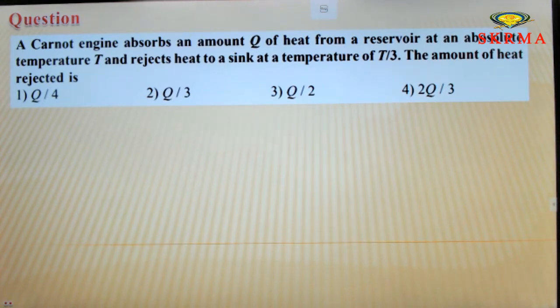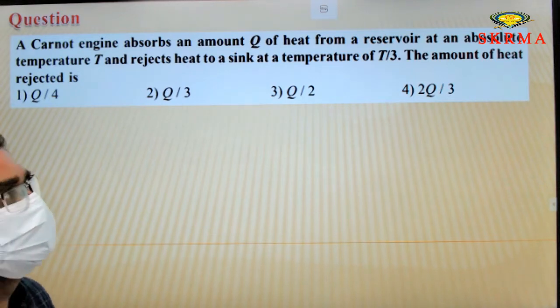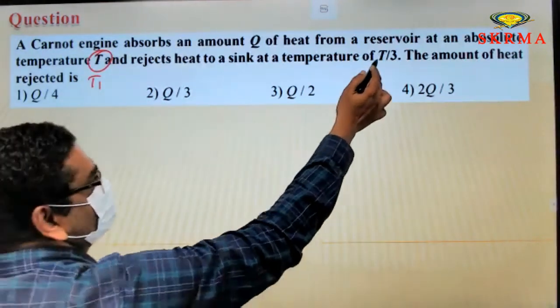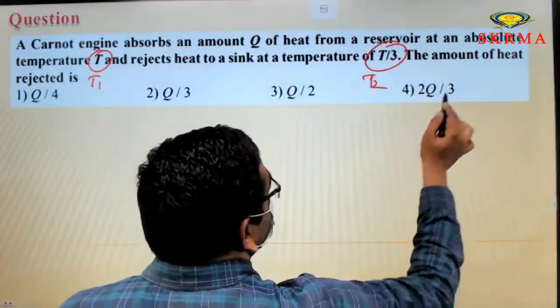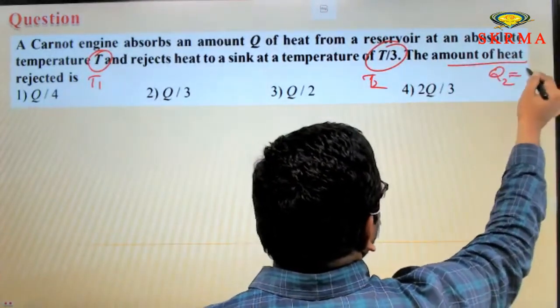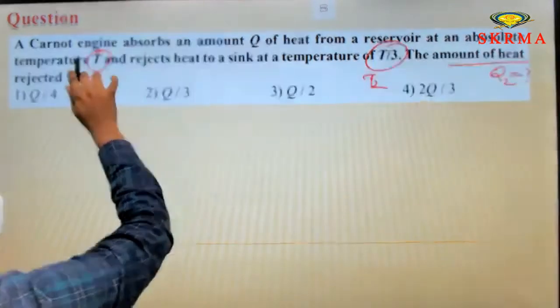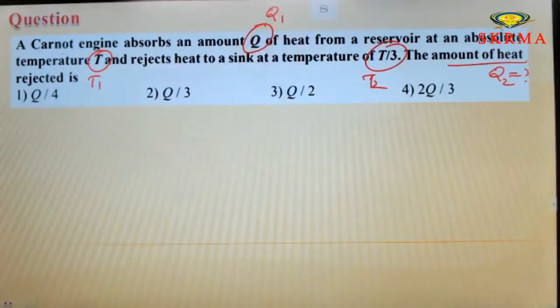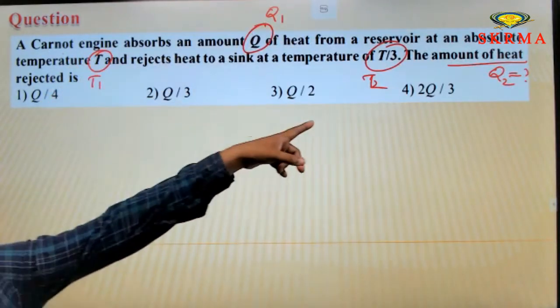Next question. The Carnot engine absorbs an amount Q from a reservoir at absolute temperature T and rejects heat to the sink at temperature T by 3. So this is nothing but T1. This is T2. He is asking about the amount of heat rejected, that means Q2. The Carnot engine absorbs amount Q1. So Q1 is Q, T1 is T, T2 is T by 3.